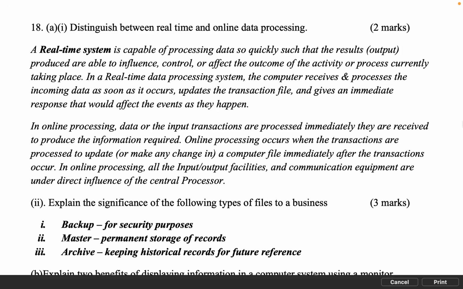In online processing, data or the input transactions are processed immediately they are received to produce the information required. Online processing occurs when the transactions are processed to update or make any change in a computer file immediately after the transactions occur. In online processing, all the input-output facilities and communication equipment are under direct influence of the central processor.